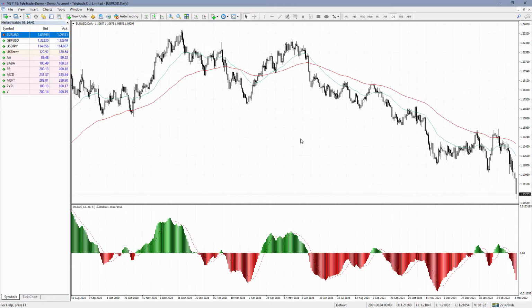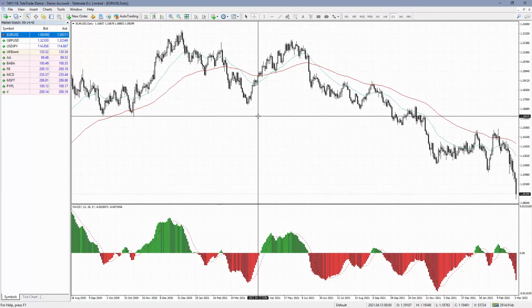MACD shows the strength of bulls and bears. If the histogram is above 0, then the bulls are stronger at the moment. If the histogram is below 0, then the bears are stronger. The best points to buy are places where bears are starting to weaken. And the best points for sale are places where bulls are weakening.